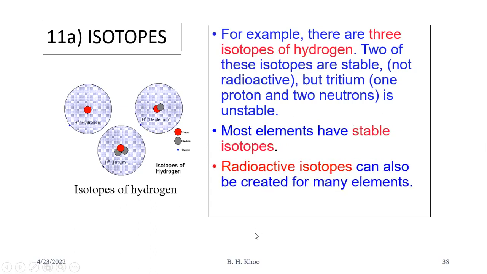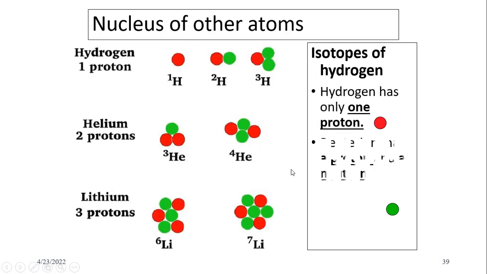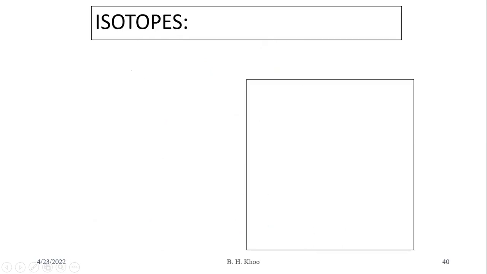Most elements have stable isotopes. Radioactive isotopes can also be created for many elements. Right? We just send charged particles or neutrons into the nucleus to produce a radioactive isotope. So these are the different isotopes for hydrogen, this one for helium, this one for lithium. Okay, this is for your review. Lithium has 2 neutrons.